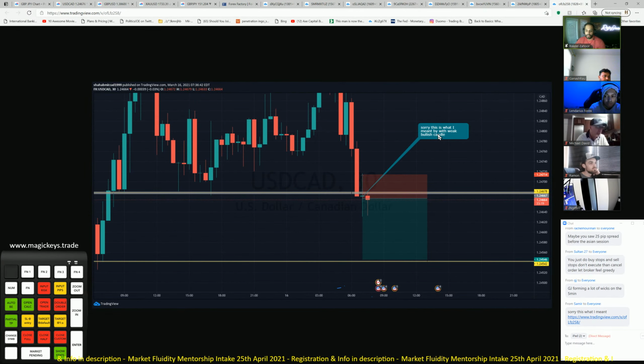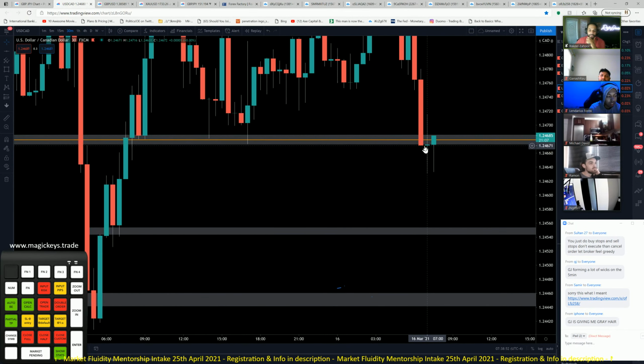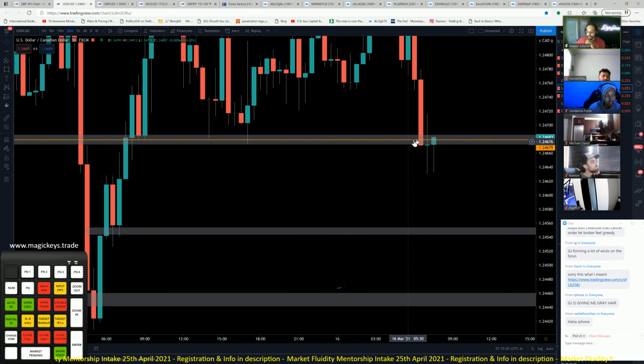Sorry, this is what I meant by this weak bullish candle. Oh yeah, that basically means that price tried moving and basically nothing happened. So that's basically a write-off. I would call that a write-off. So that entire 30-minute candle was a write-off candle. Nothing happened because price opened and closed at the same point.